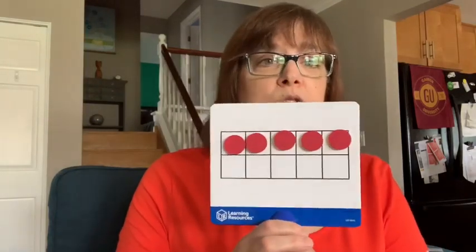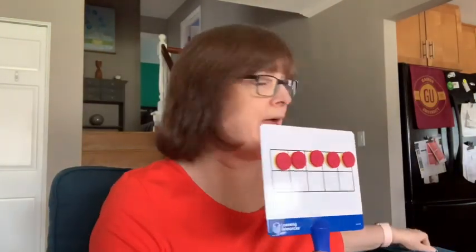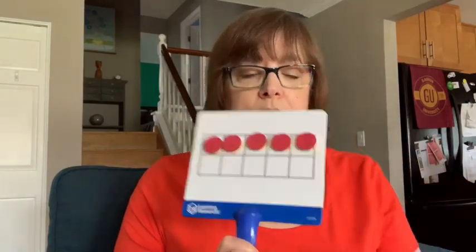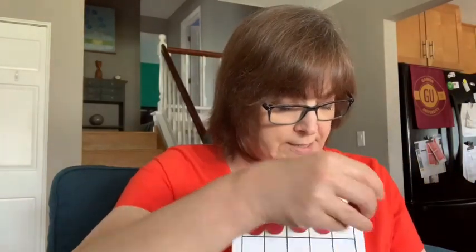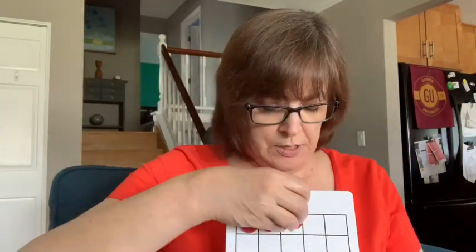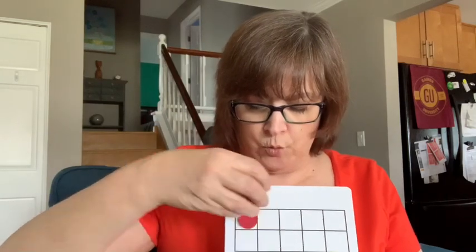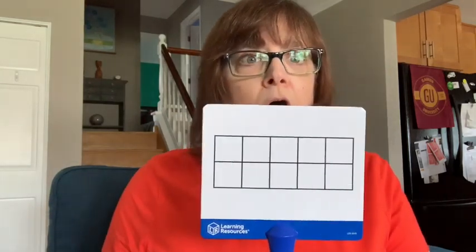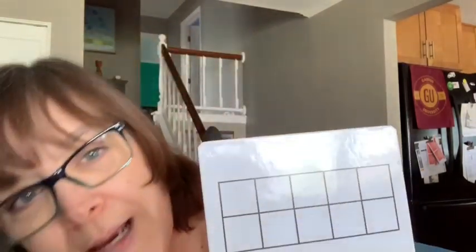So that means, what does that line mean? That minus sign, what does the sign mean? Take away. So we have to take away 5. Ready? 1, 2, 3, 4, 5. And what do we have left? That's right, we have 0 left. So this is how we're going to write this. Ready?